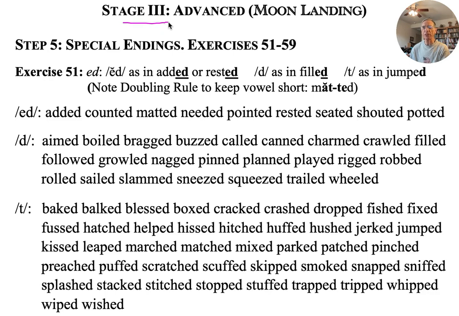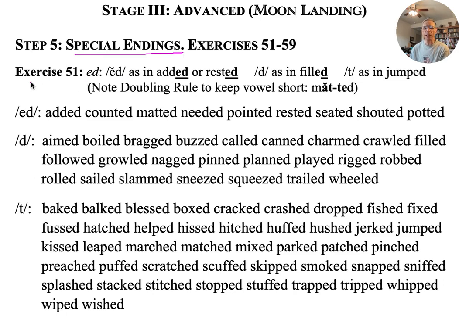This stage here, stage 3, is the advanced stage, and I call that moon landing because this is a great accomplishment in your progress learning to read. And this is step 5. There's 6 steps in the program, so this is step 5, which is spelling endings. Step 6 will be irregular spellings.